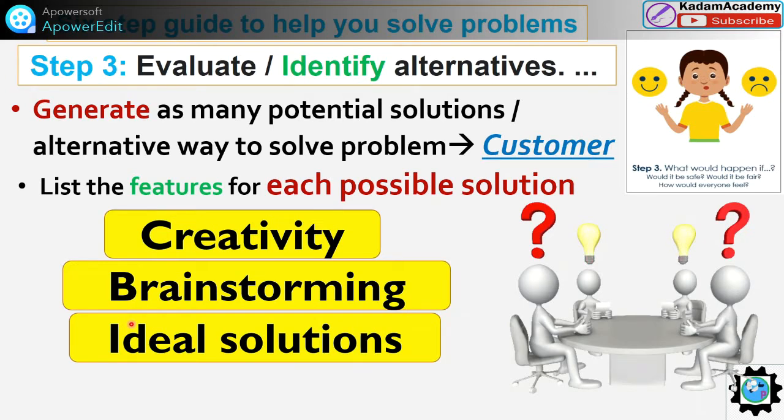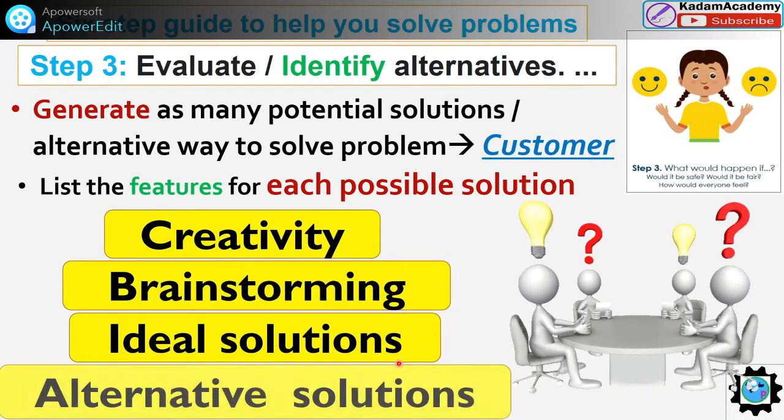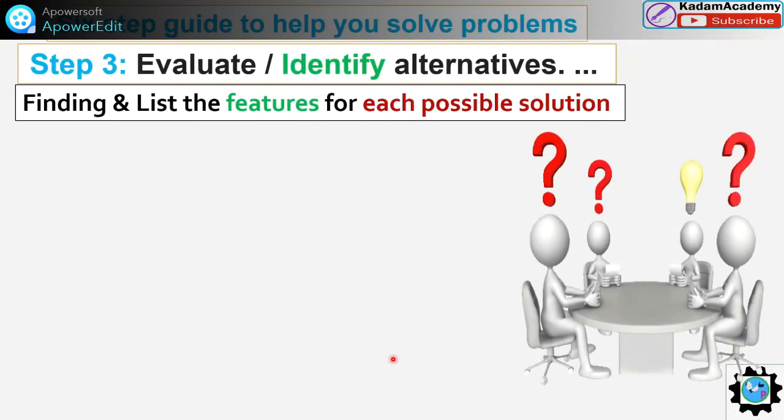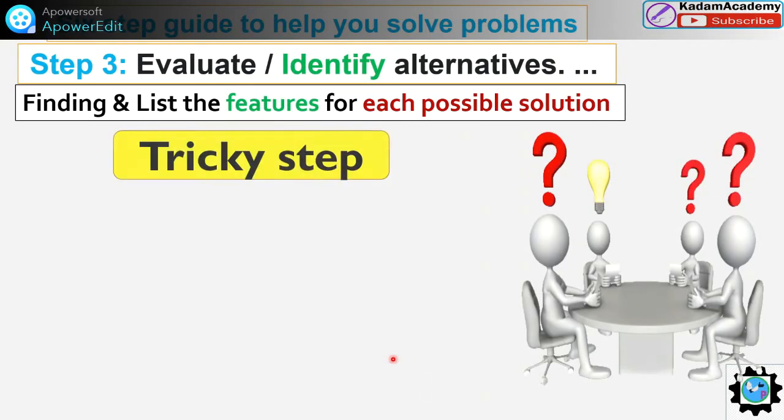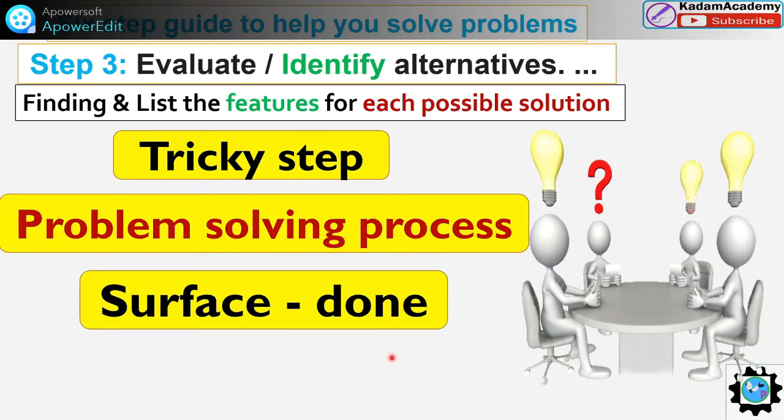Discuss the ideal solutions. Okay, what are the actual solutions? We have to write down the ideal solutions and ultimately define the alternative solutions. Friends, finding a possible solution and listing the features of each possible solution is a very tricky step in the problem solving process. On the surface, it looks like most of the work is already done. When we see it casually, you will feel it is already done and the ultimate goal is closed.